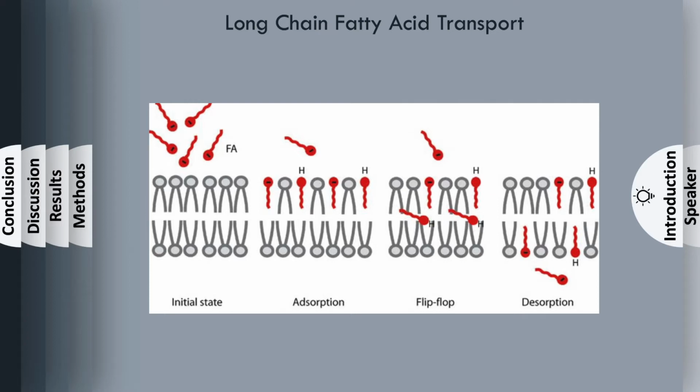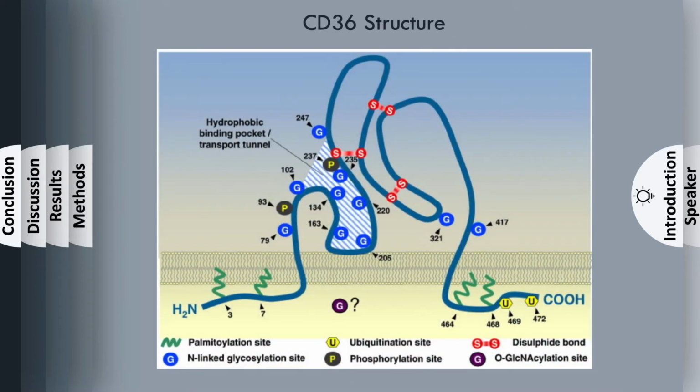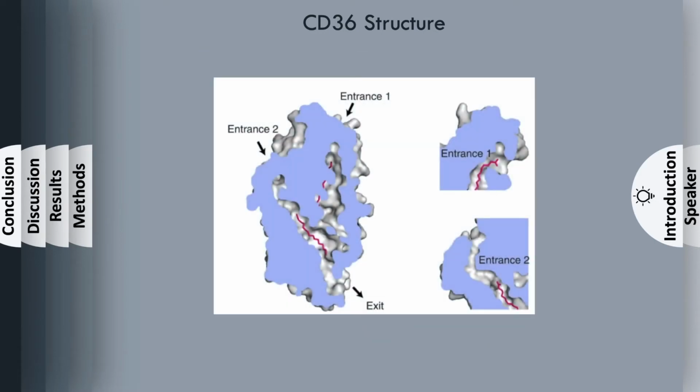However, over recent years, it's been discovered that they can also enter the cell through a protein-mediated mechanism in which they require the help of a specific protein. This is the CD36 protein we were talking about earlier. Here is a simplified structure of CD36 showing its two transmembrane domains. CD36 has a transmembrane channel that contains two extracellular entrances where the fatty acids can enter the cell from.